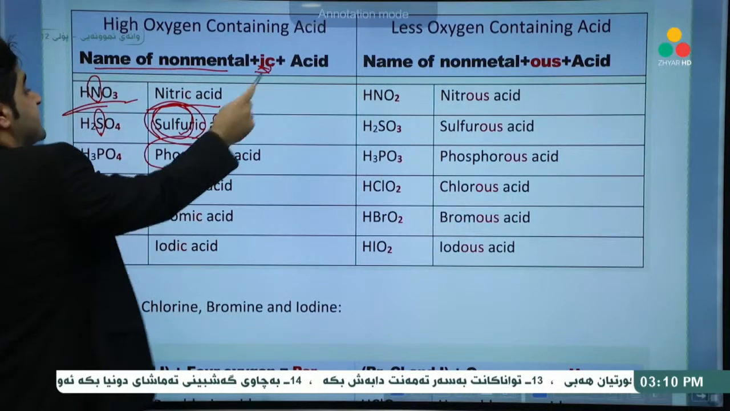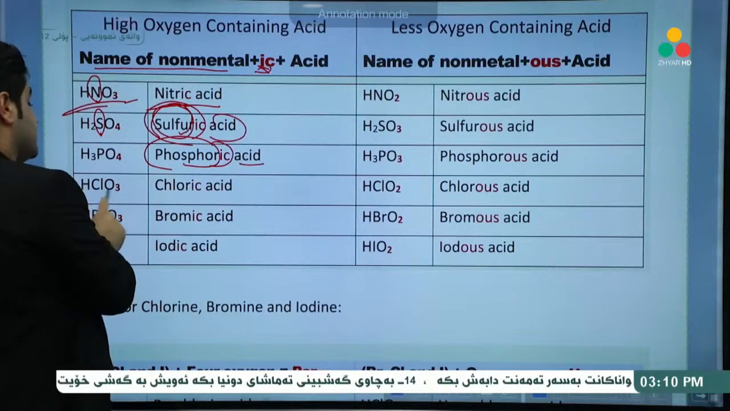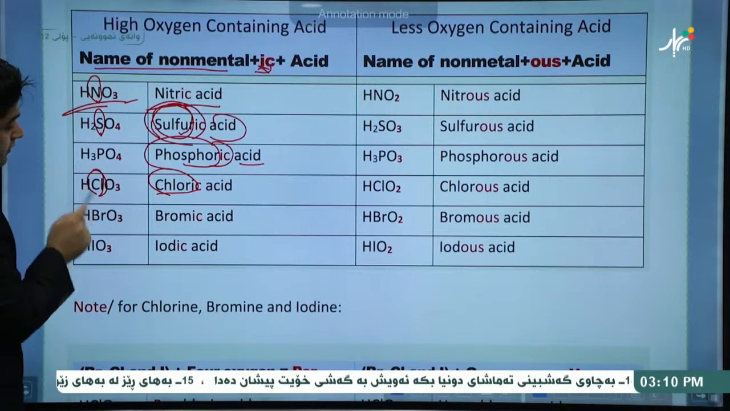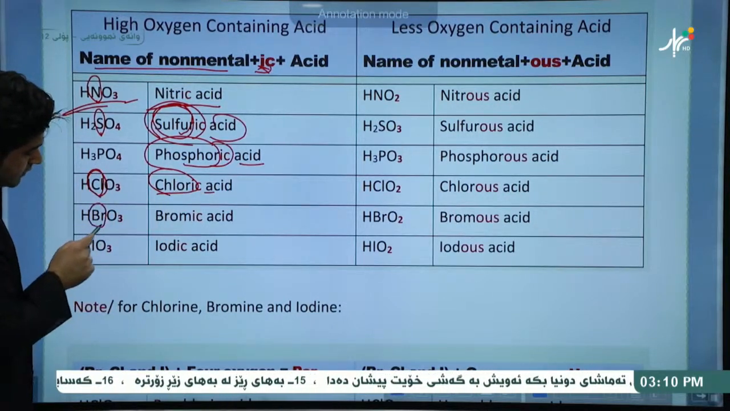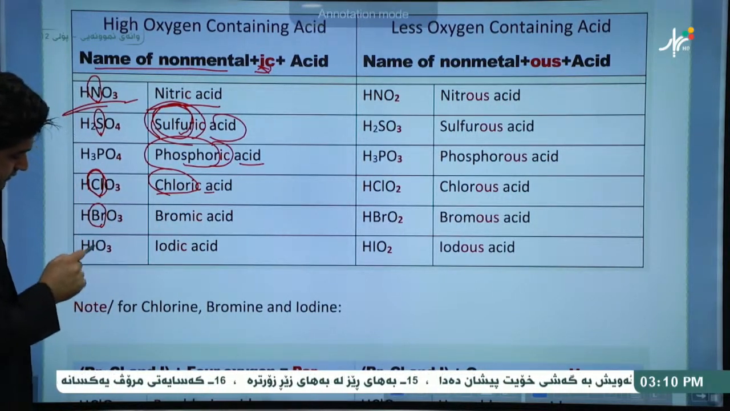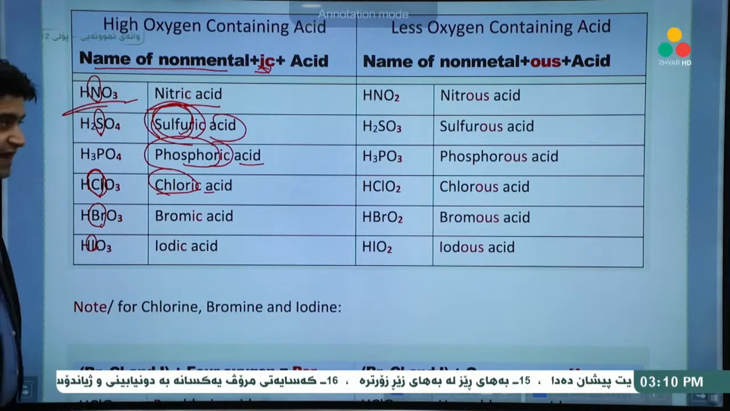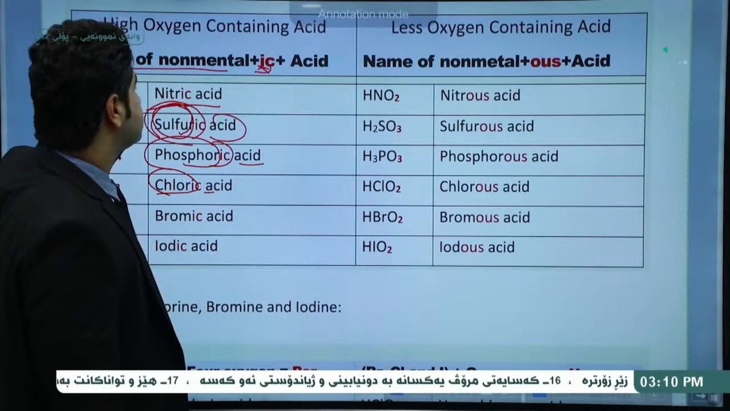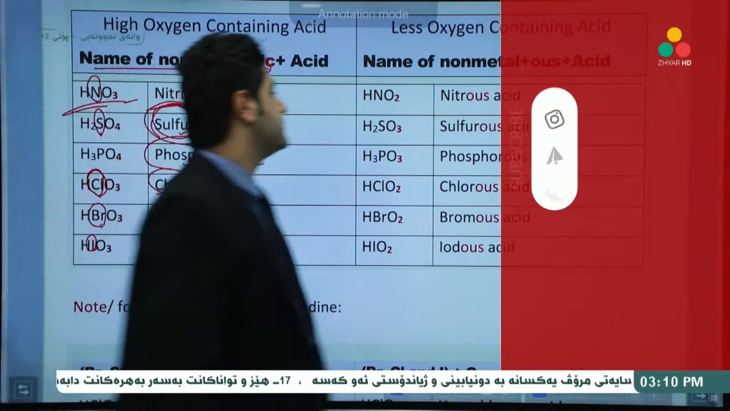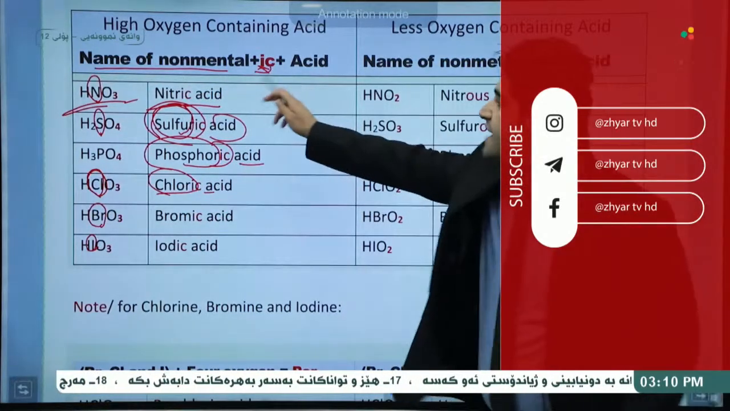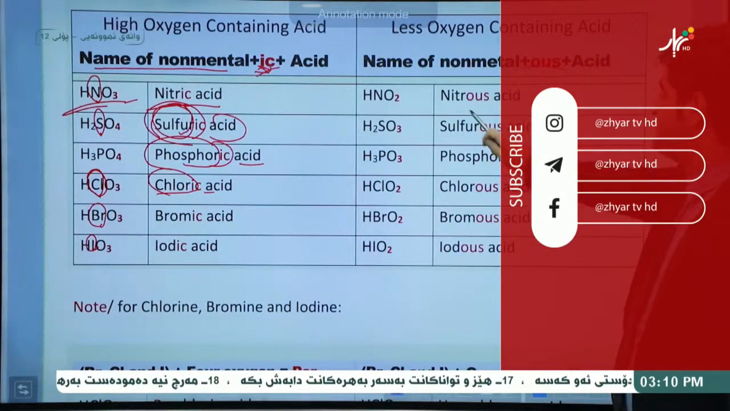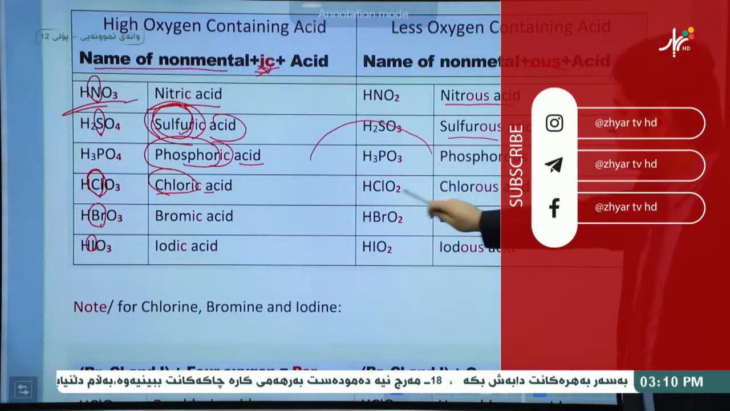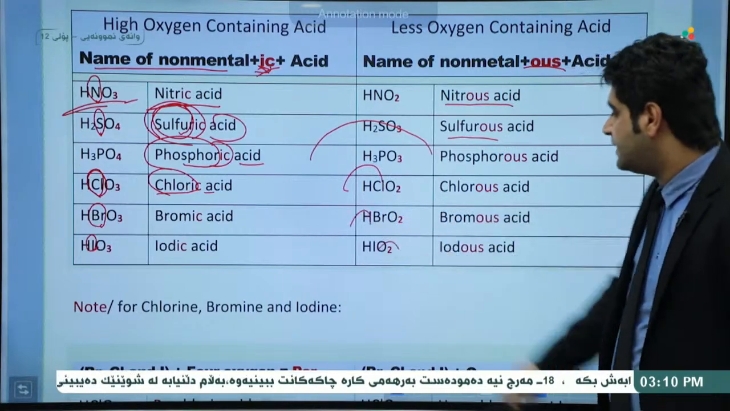Phosphorus plus ic, phosphoric acid. Chloric acid, bromic acid, iodic acid. If we decrease the oxygen by one, the ic becomes ous: nitrous acid, sulfurous acid, phosphorous acid, chlorous, bromous, and iodous acid.